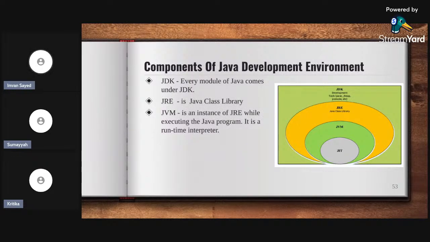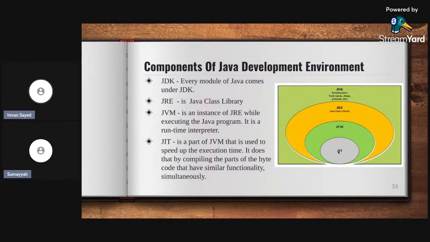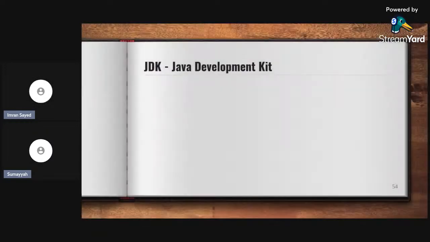JVM is an instance of JRE while executing a Java program. Because JRE is a class, its instance is the JVM. It's a runtime interpreter. JIT is a part of the JVM that is used to speed up the execution time. It does that by compiling the parts of the bytecode that have similar functionality simultaneously. All the bytecodes that have similar functions, it compiles them together at the same time.